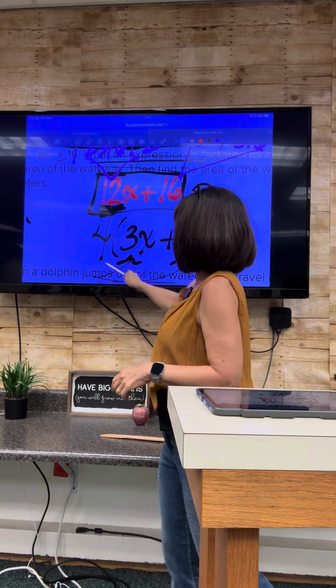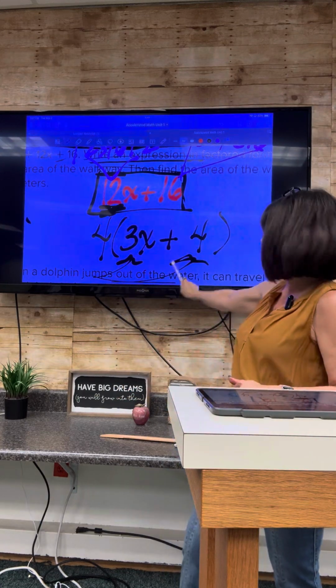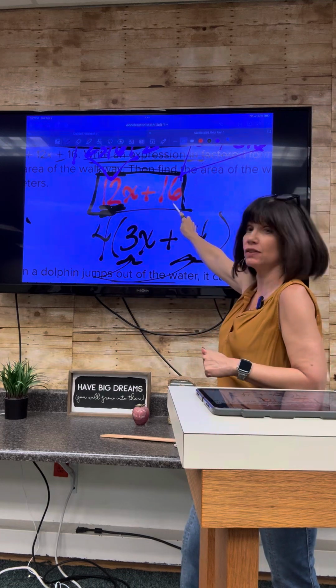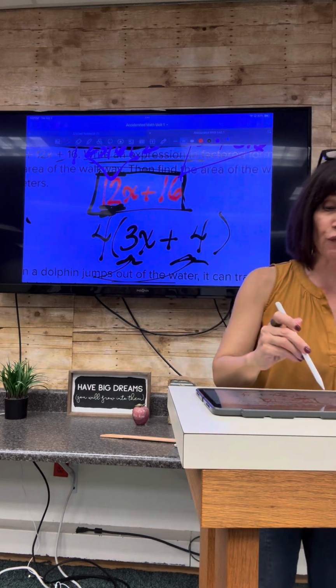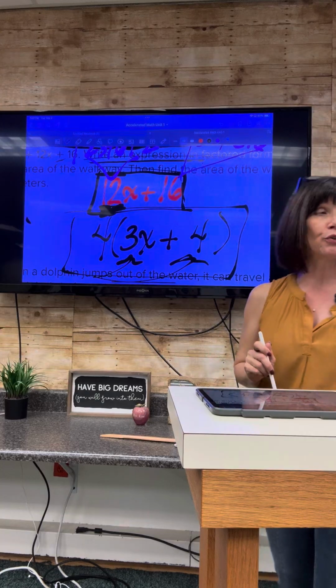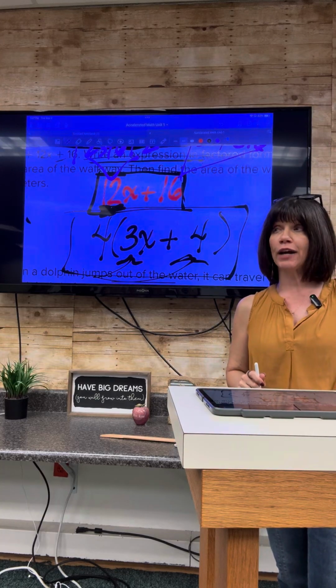Do we agree now that 4 times 3x equals 12x? Copy the plus sign. 4 times 4 equals? 16. Hey guys, is this finished for the factored form? Yes. Yes, it is finished for the factored form.